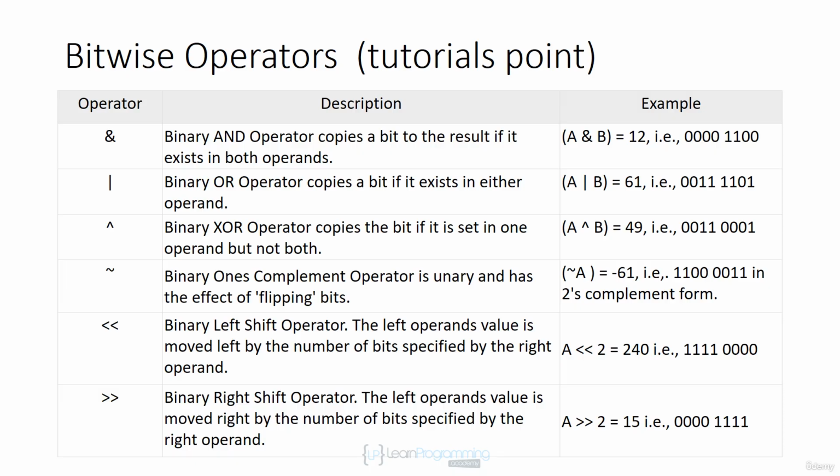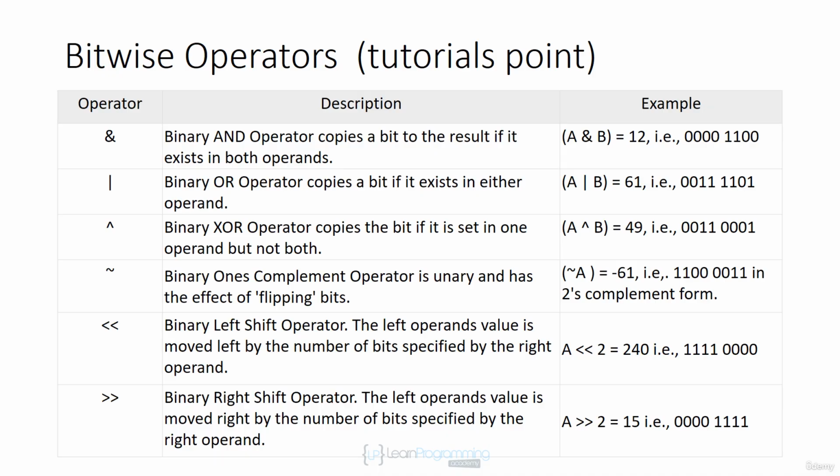The ampersand by itself is a binary AND operator. What this is doing is it's copying a bit to the result if it exists in both operands. So if both of them are true, then it's going to copy a bit. So if A and B is equal to 12, you're going to have a binary representation of 00001100. So A and B would be that number. And we'll go through some examples.